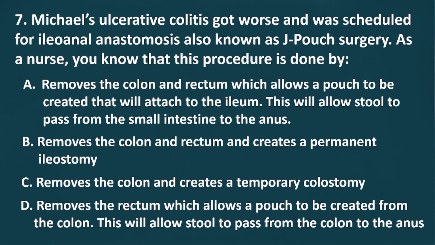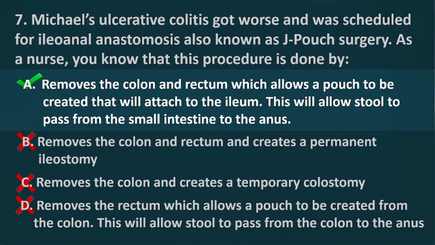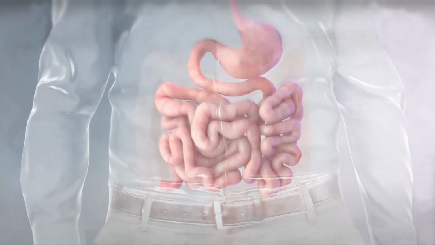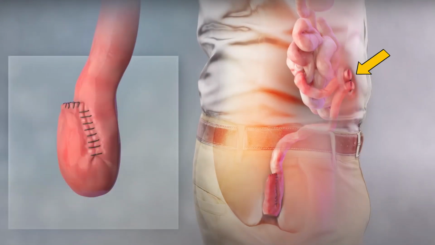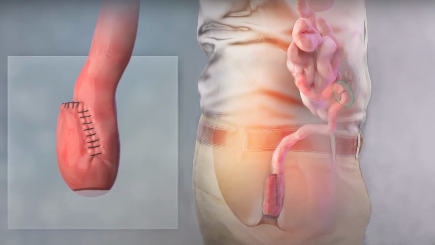The correct answer is letter A. During the first stage of a J-pouch surgery, the colon and rectum are removed and a pouch, commonly in the form of a J, is created at the ileum and stitched together, while a temporary ileostomy is created as a passage of waste. Around 8 to 12 weeks, once the J-pouch has healed, the ileostomy is closed and opens the end of the J-pouch to serve as the new waste passage.